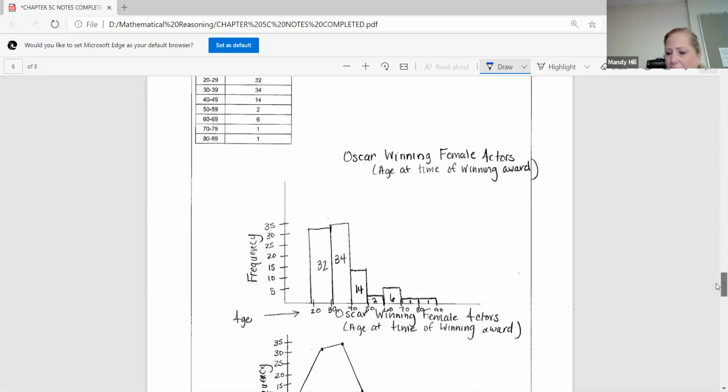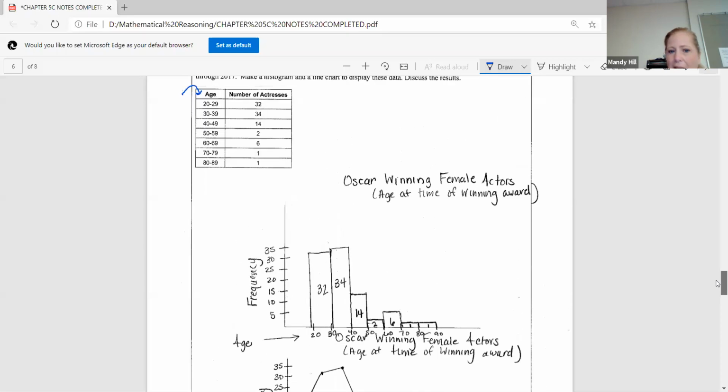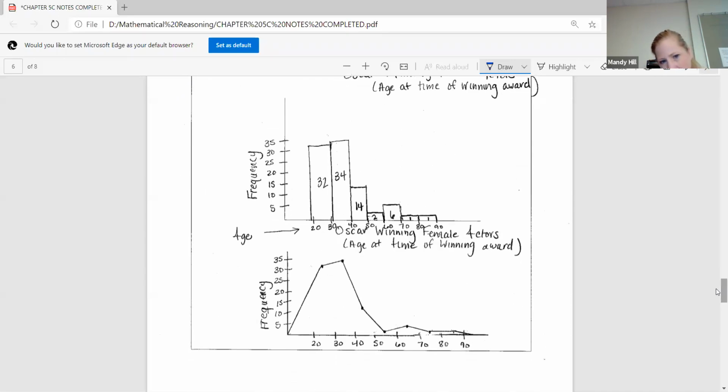But when you're doing a line graph, the way that I got this is between 20 and 30, I went halfway in between 20 and 30 and put my dot that was 32. For 30 to 40, I went halfway in between 30 and 40, or I tried to, and that would be my 34. We're starting at 0. Between 40 and 50, that would be my dot that was about 14, and I went halfway in between to get those. So that's kind of how you do a line graph.